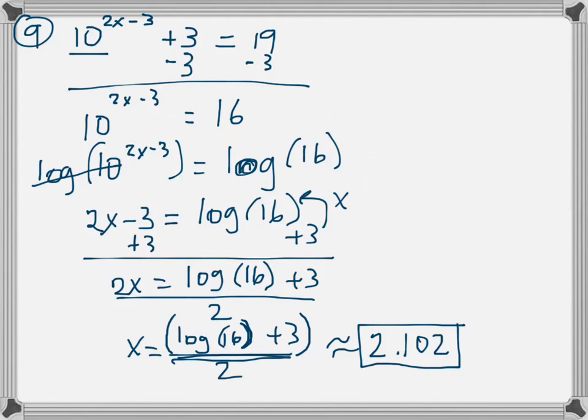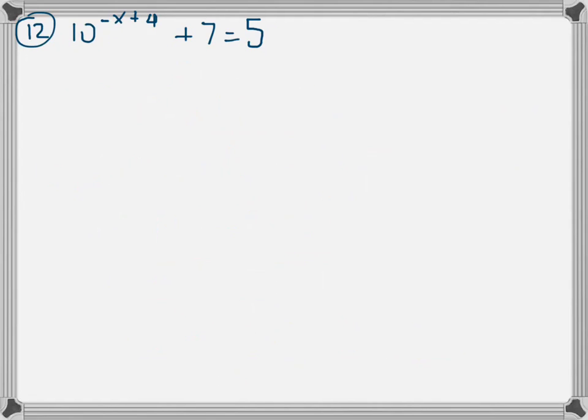Let's move on to question number 12. 10 to the negative x plus 4, plus 7, equals 5. Alright, I'm going to warn you ahead of time, something crazy is about to happen. Let's see what's going to happen. Let's subtract the 7 from both sides so we can isolate the exponential term. Now I'm going to have 10 to the negative x plus 4 is equal to 5 minus 7, which is a negative 2.